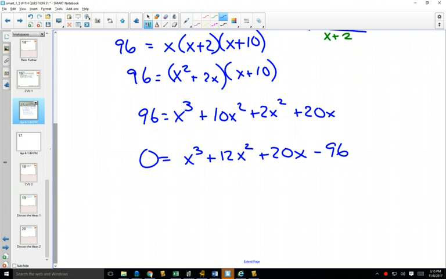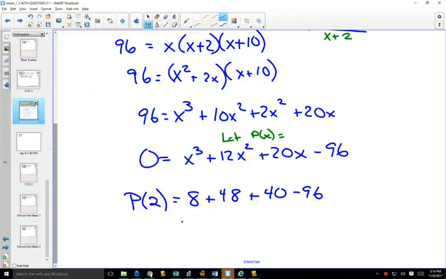So you tried things like 1 or 2, and most people were like, if you got to this, you already knew the answer was 2. So you plugged in 2. Say, let p of x equal this, and then you could show that plugging in 2 would be 8 plus 48 plus 40 minus 96 is equal to 0. So that means x minus 2 is a factor, which was what we knew already.